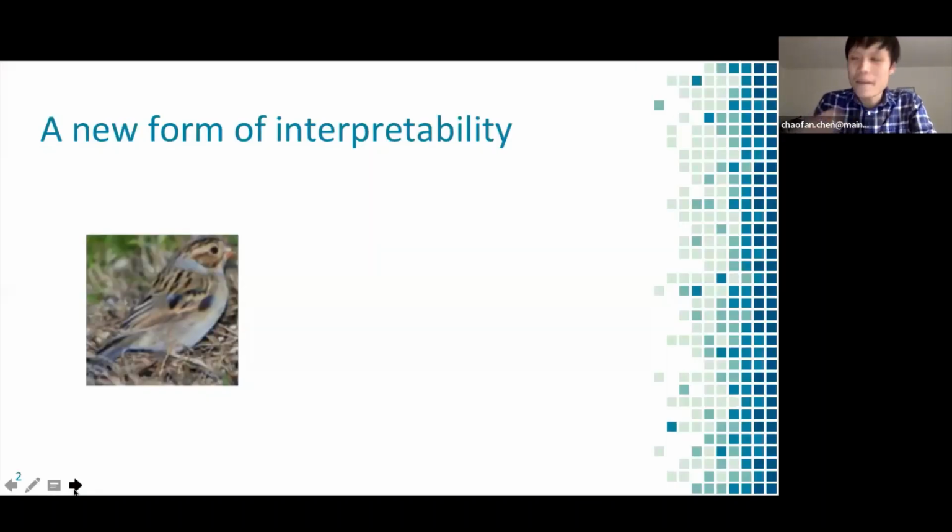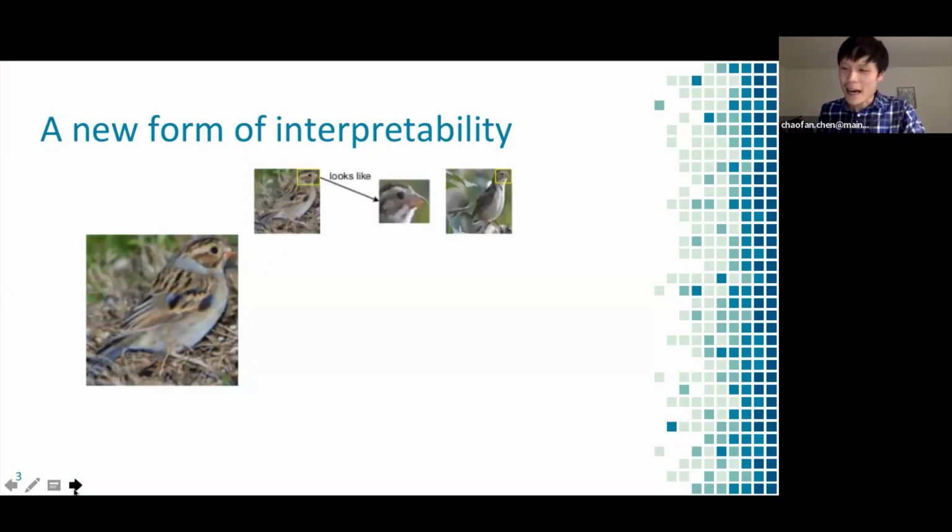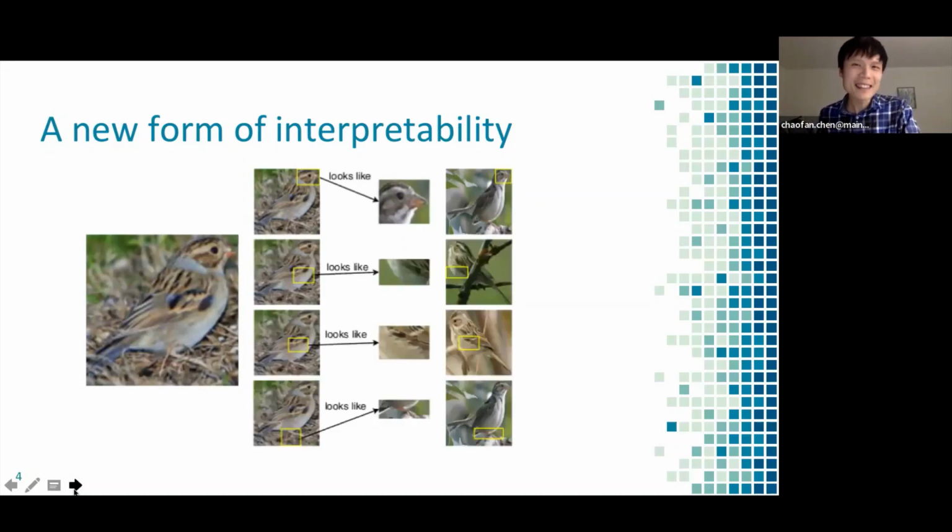So imagine that you're looking at this bird and you're wondering what kind of bird this is. And you guess that this is a sparrow. But the question really is, how would you describe your thought process? Perhaps the bird's head looks like some prototypical sparrow's head, or perhaps the belly looks like that of a sparrow, or the feet look like ones that come from a sparrow, right?